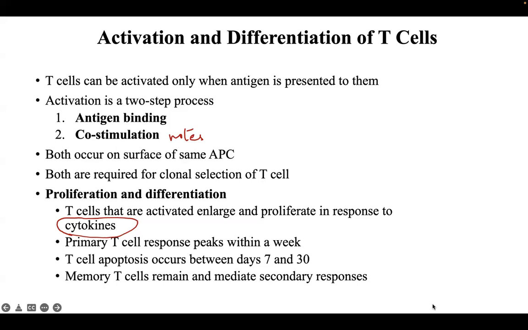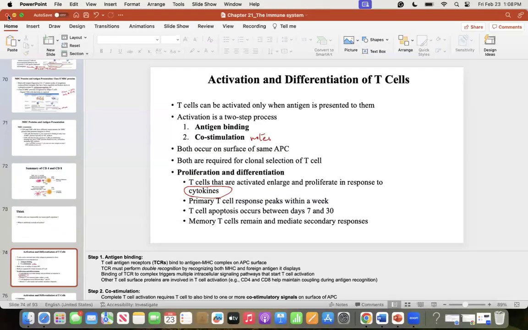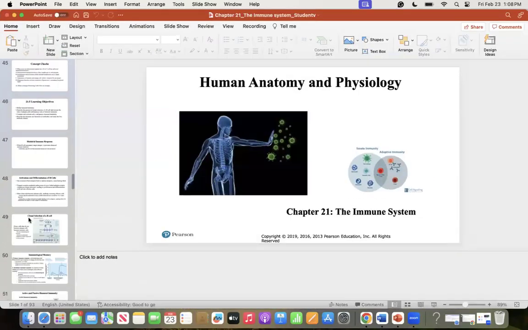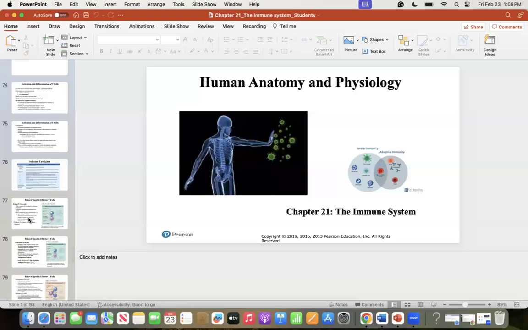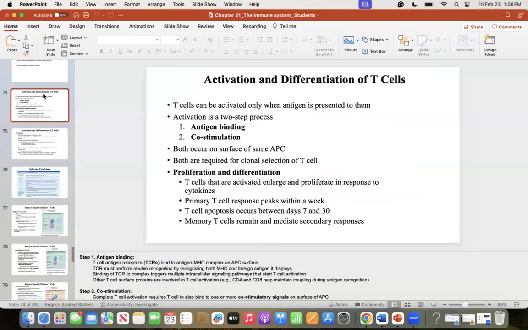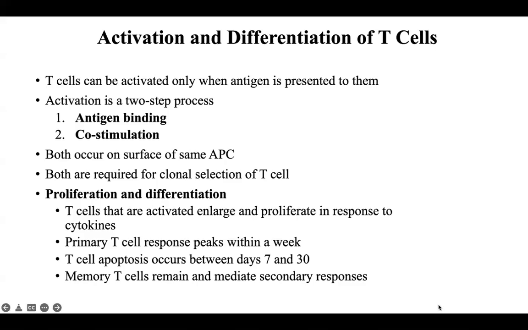Basically, what is a cytokine? This is something new that we want to talk about today. That is cytokines. What are the cytokines and how do they work? That is going to be our topic of discussion. Primary T cells typically peak within 7 days, but they don't live for very long. T cell apoptosis happens within 7 to 30 days, depending on the infection. Then the memory T cells carry on the function.